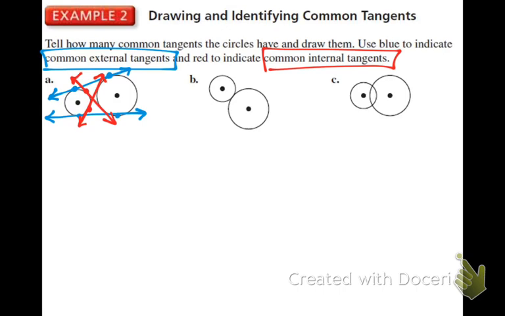On letter B, how many external tangents are there? External are 2. And internal, how many times do these circles touch? Once. So they're going to have an internal tangent touch through that one place. Letter C, how many external are there? 2 of them still.